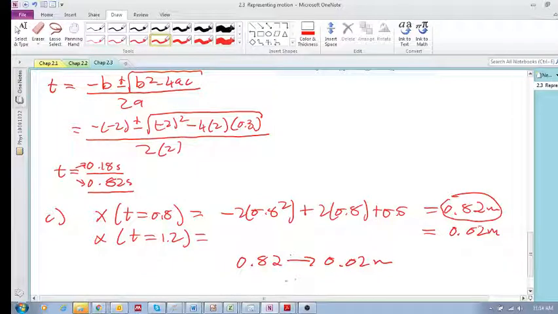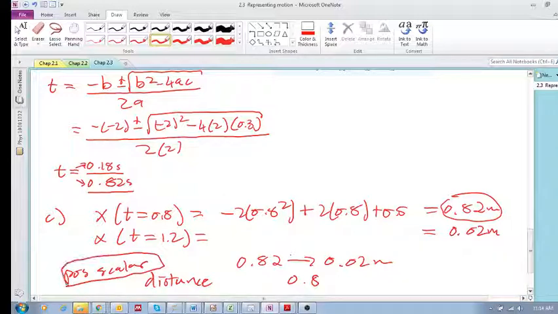So it moves 0.8. Remember, distance is always a positive scalar, meaning it has no direction. Distance is just the path that you traveled. So distance is equal to 0.8 meters. Okay? Please make sure you understand the difference between displacement and distance.